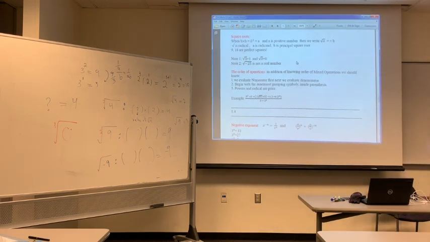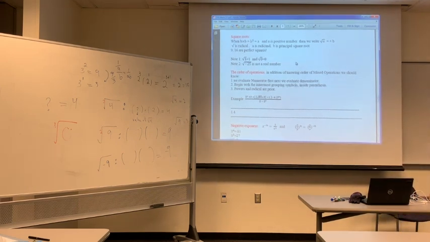Why is the square root of 1 equal to 1? Because 1 multiplied by 1 is always 1, correct? So that's the reason. 0 multiplied by 0 is always 0, correct? That's the reason.